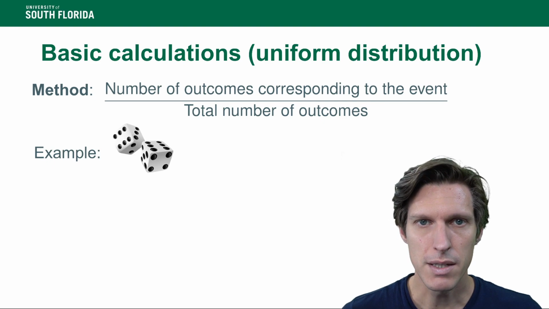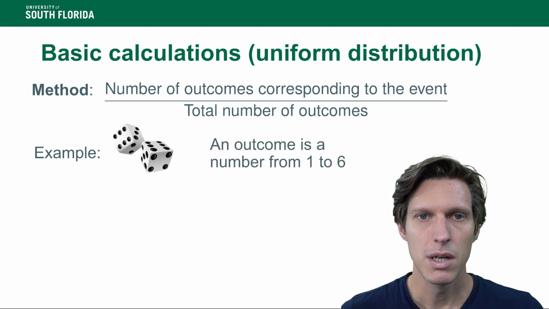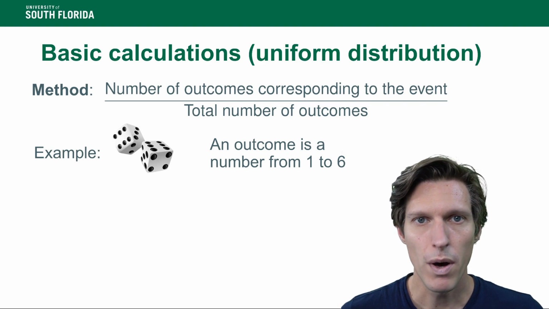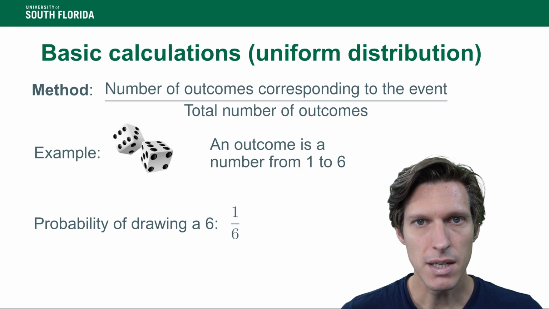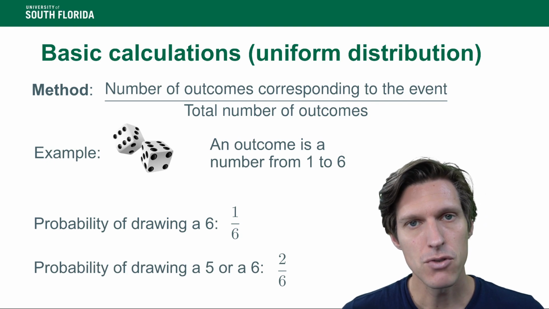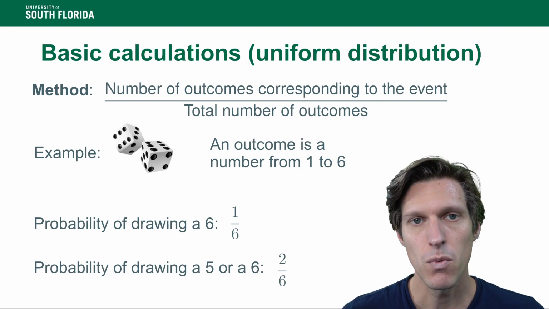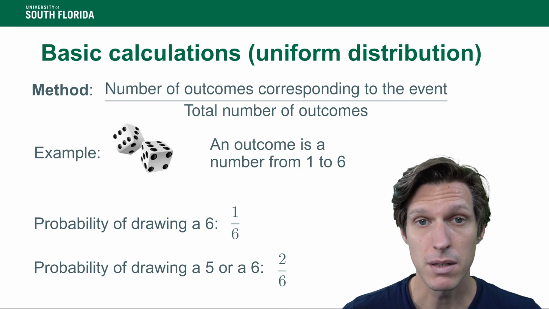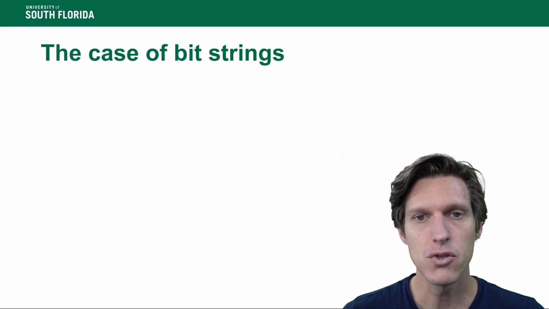So quickly, let's see this in light of an example. If you're rolling a dice, all the different outcomes are the numbers you can draw between 1 and 6. There are 6 different outcomes. Now, the probability of getting a 6: getting a 6 is an event, and how many outcomes are associated with that event? Just 1, I drew a 6. So the probability is 1 over 6. Now, if my event is I draw a 5 or a 6, the outcomes associated to that event are drawing a 5 and drawing a 6. So that's 2 different outcomes, and the probability is 2 over 6.